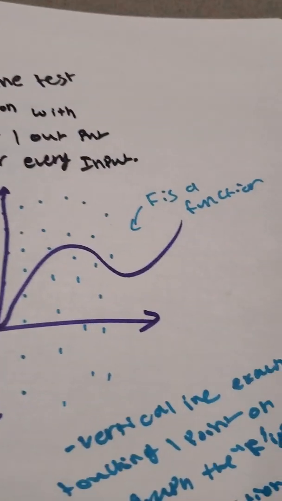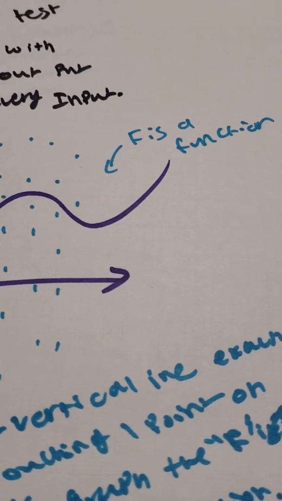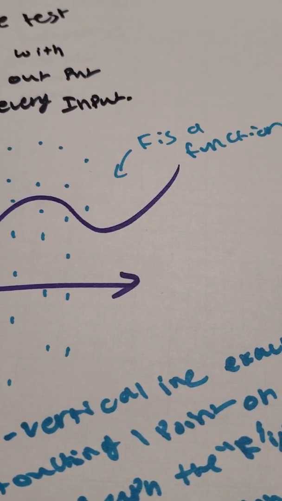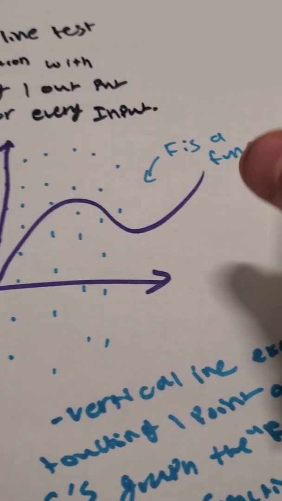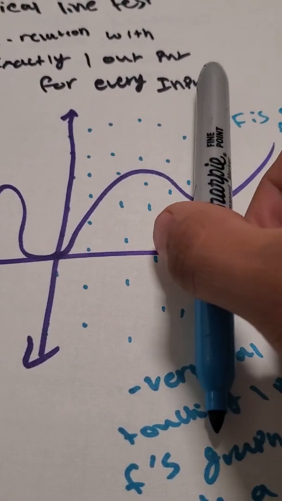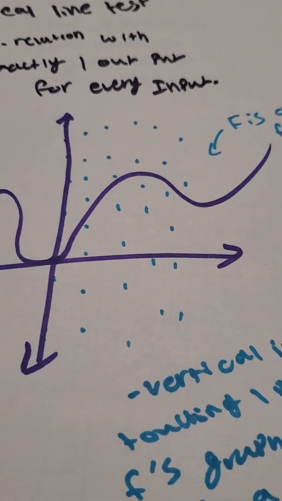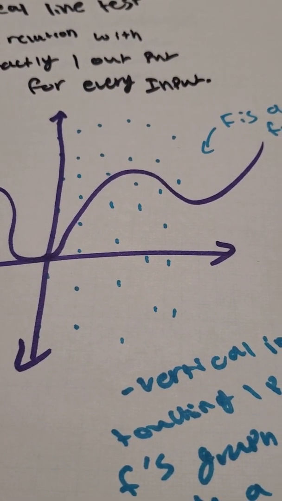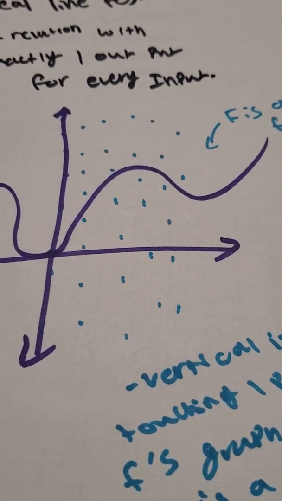And so that's pretty much it for the video. Just a quick recap. The vertical line test comes from the definition of a function. It's a relation with exactly one output for every input. And so if we take a vertical line and it passes through one point, then f is a function.